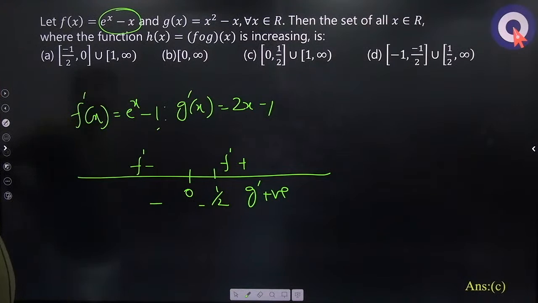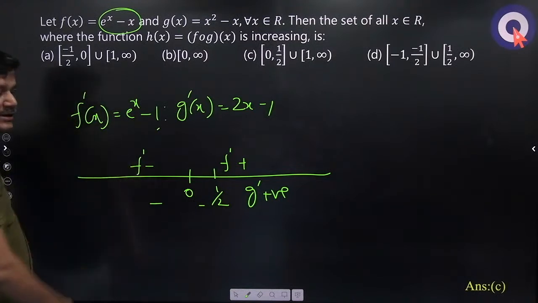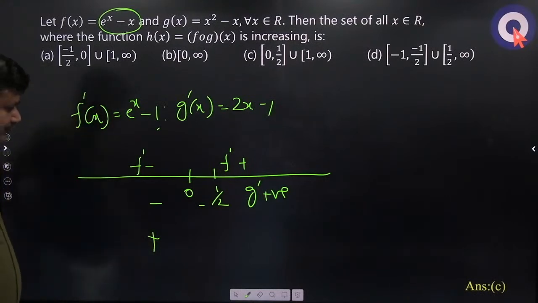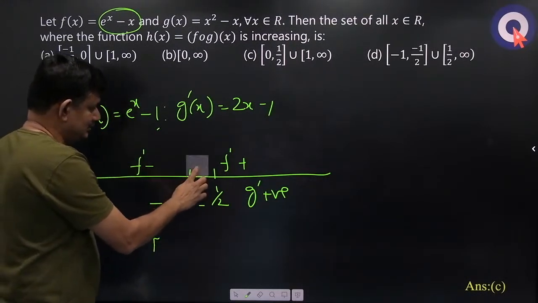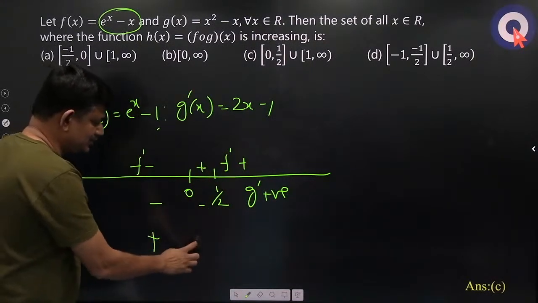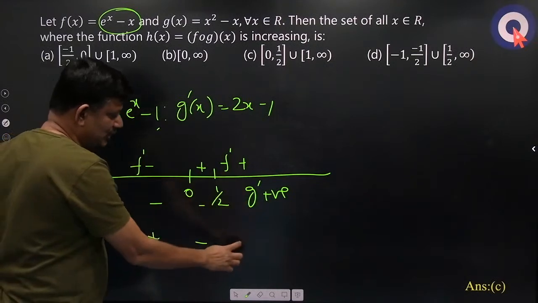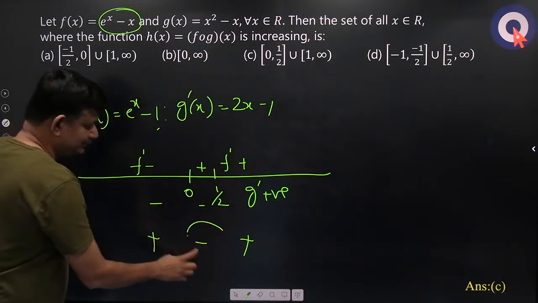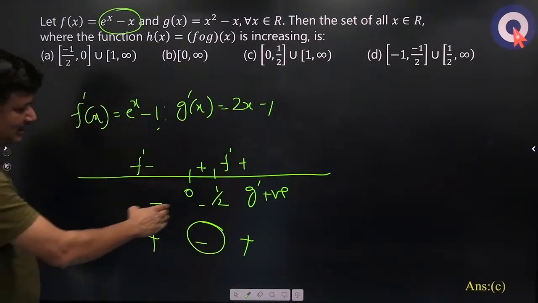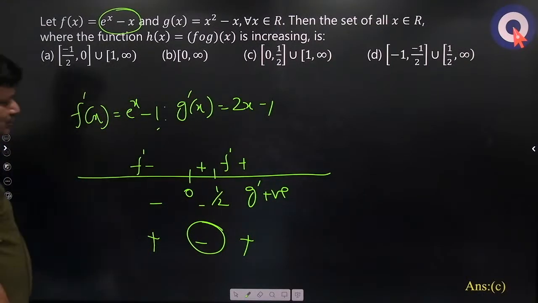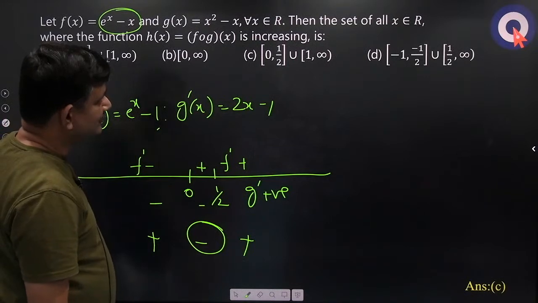So h of x, composition of two decreasing functions, will be increasing. Here h dash will be positive. Here f dash is positive, g dash is negative. Composition will be a decreasing function. Here both are positive, composition will be increasing. So h of x is decreasing in 0 to half, increasing in half to infinity and minus infinity to 0.